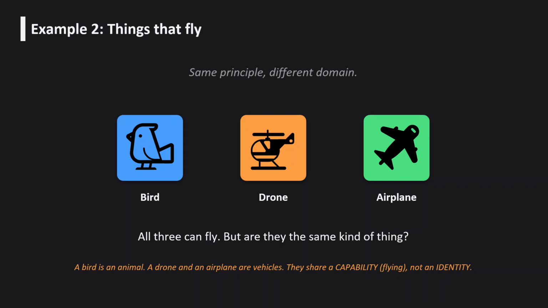A bird is an animal. A drone and an airplane are vehicles. They share a capability, flying, not an identity. They are three completely different kinds of things that happen to do the same trick.